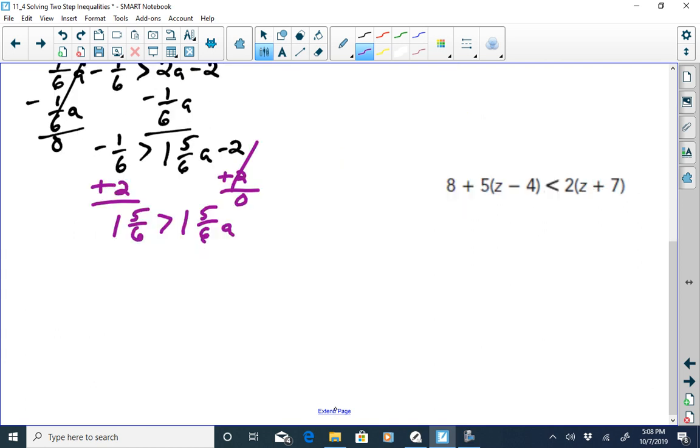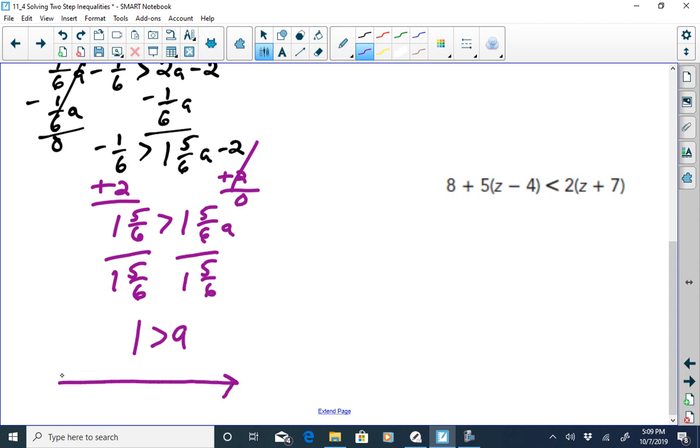Well, to get a by itself, we have to divide both sides by 1 5/6. When we have the same thing in both the numerator and denominator, we get 1 has to be greater than a. Let's go graph it. Right, 1 has to be greater than a.